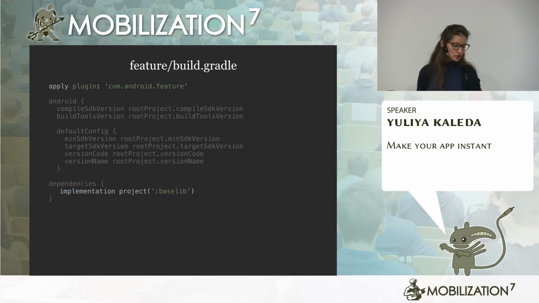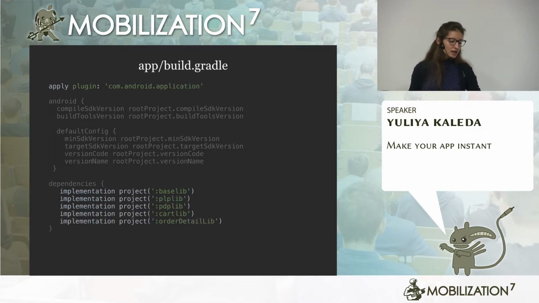Then the build.gradle file of the feature module is pretty simple. The plugin is com.android.feature. In the dependencies block, you don't need to do any magic. You just tell your feature module that it would depend on the base module. Again, if you remember, that was clearly shown by the arrow on the diagram. The build.gradle file of the app module would have a reference to all the feature modules, such as PLP, PDP, cart, and order detail, plus a reference to the base module. But the plugin is still our old known plugin, which is com.android.application.